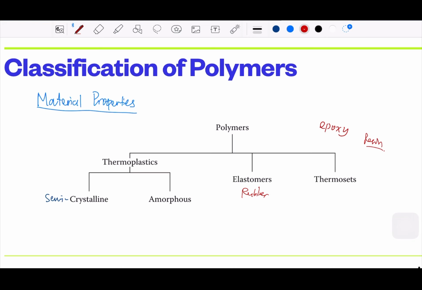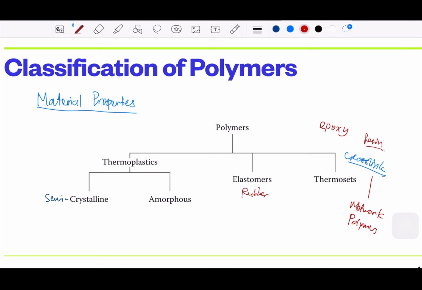Okay? The other important term is cross-link. So in a thermoset, cross-linking is the way you connect all the links in the main chain of the polymer, and then you get a network. So you get network polymers. Okay, so that's basically thermosets.